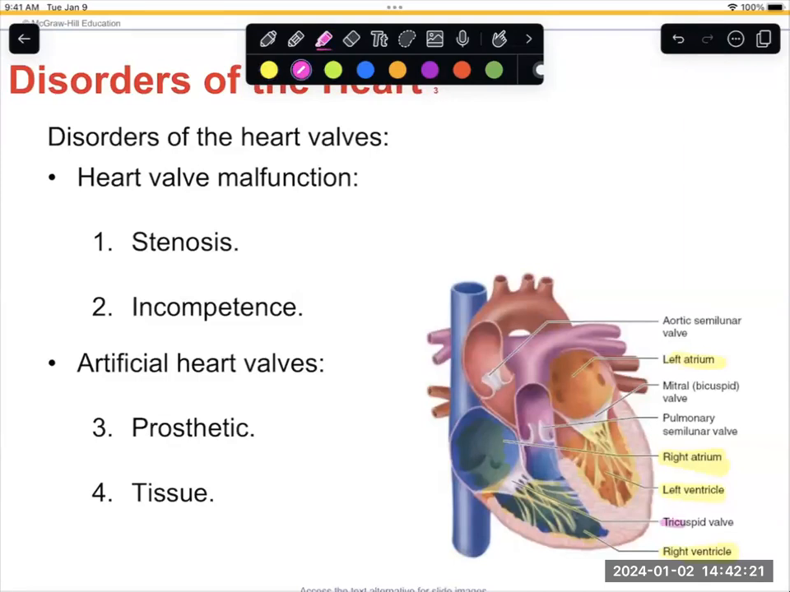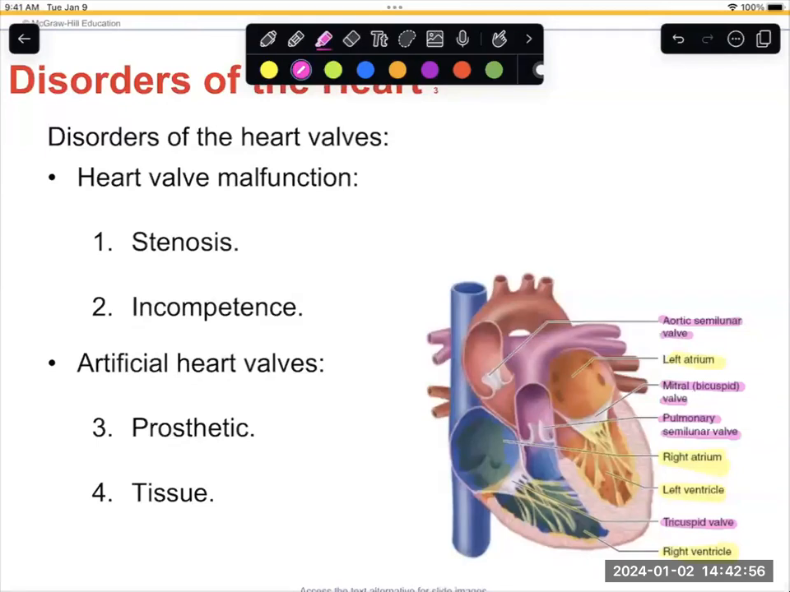We have a tricuspid valve, which means there's 3 cusps to it. We have a mitral or bicuspid valve, which means it has 2. Then we have the pulmonary semilunar valve and the aortic semilunar valve. So let's look at what some of these mean. Stenosis is when the valve does not fully open and the opening is constricted. So it doesn't open enough.